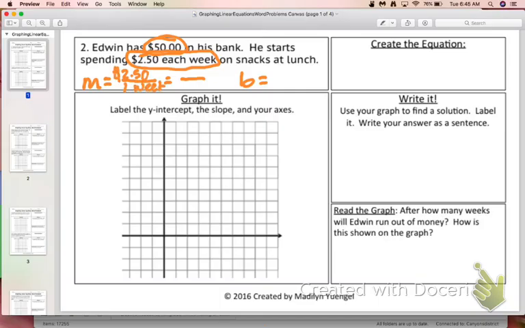But we also need to talk about this for a second. I'm spending that money, so that is a negative, okay? And I told you time and time again, I don't want decimals. So it's negative 5 over 2. And then my beginning point is 50. So now we're going to label our graph Edwin's spending.